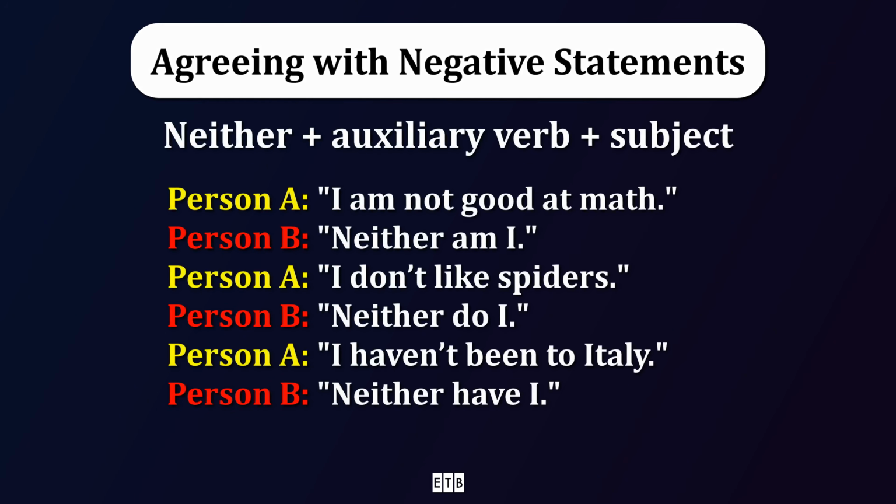When someone says a negative statement and you want to agree, you can use neither. The structure is neither plus auxiliary verb plus subject. Neither is a negative word, like not. For this reason, the auxiliary verb after neither should be affirmative. Just like with so, the auxiliary verb must match the first sentence.